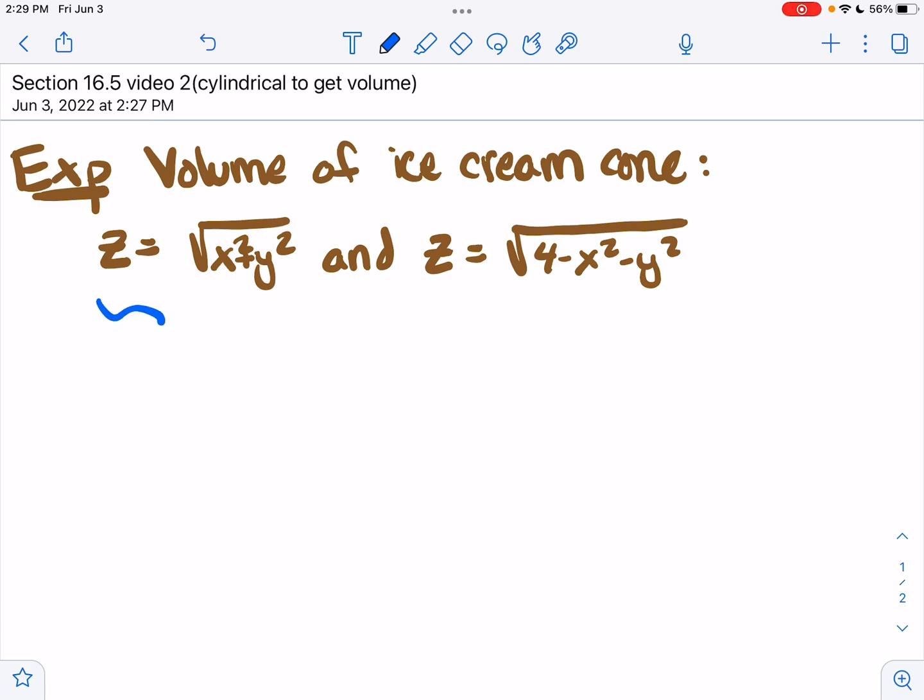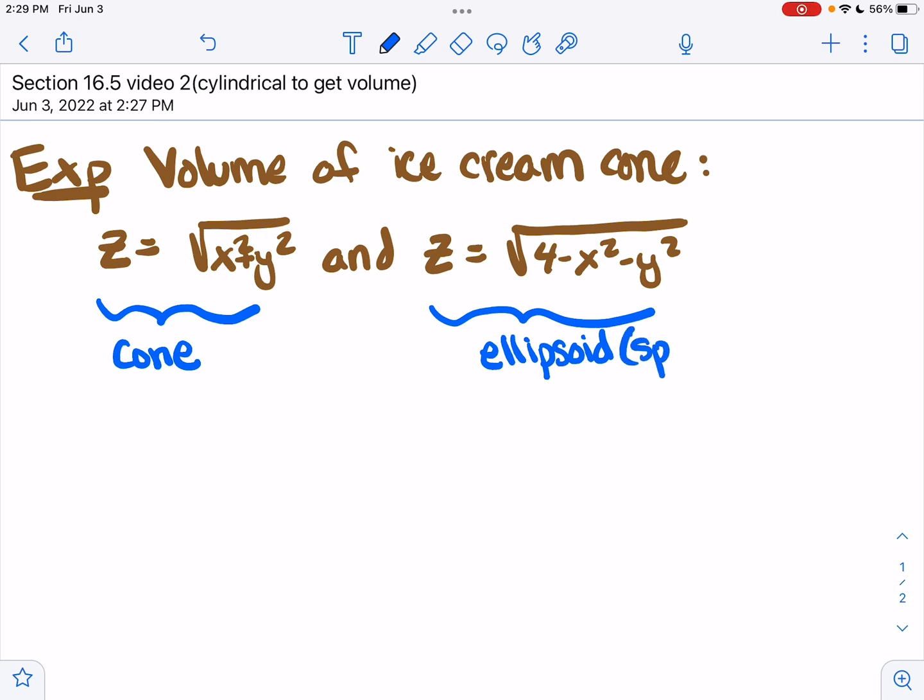But what we have here is a cone, right? z squared equals x squared plus y squared. This is the upper half of an elliptical cone. And then this is an ellipsoid. If you square both sides, you have z squared plus x squared plus y squared equals 4. So actually a sphere, not just an ellipsoid, because the coefficients are all the same. So it happens to actually be a sphere in this case.